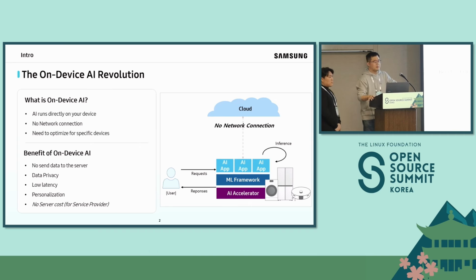The benefits of on-device AI are clear. Because no data is sent off the device, it provides excellent data privacy. It doesn't require a network connection, which achieves low latency. Additionally, for devices that support retraining, we can apply personalization, allowing the model to adapt specifically to users. Last but not least, for service providers, applying on-device AI can significantly lower cloud operational cost.